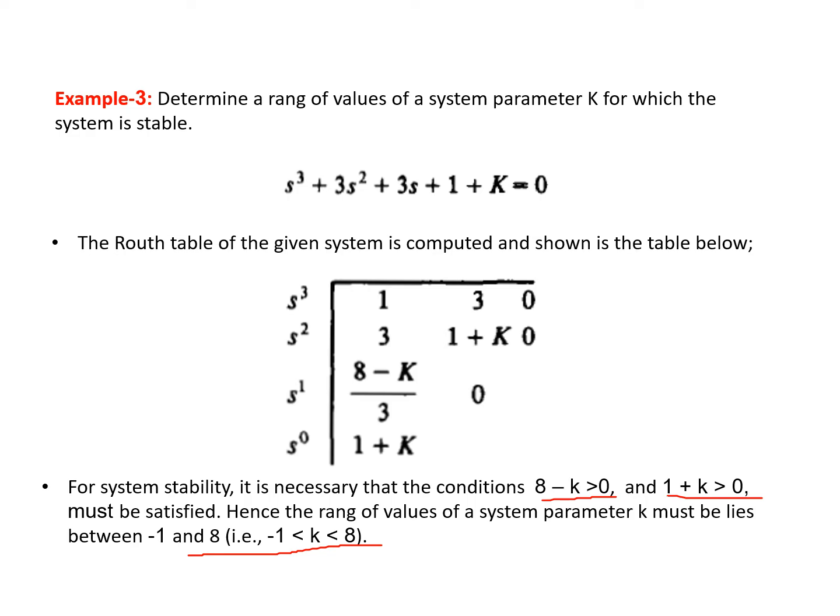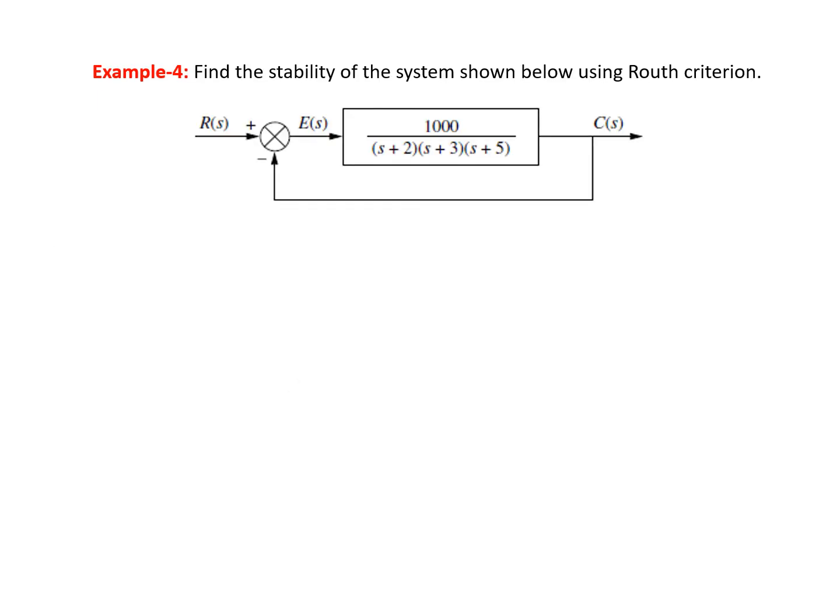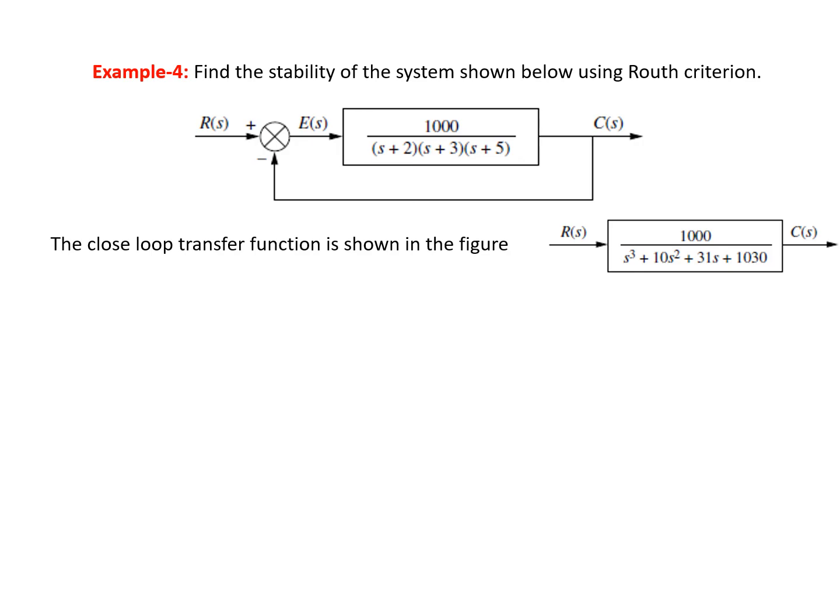So like this, we can determine the DC gain value for which the system might become stable. So these types of questions are usually expected in the examination. Now, a system with equations will be given, or a block diagram might be given. So here there is a block diagram given to us with an open loop transfer function of 1000 divided by s plus 2 into s plus 3 into s plus 5.